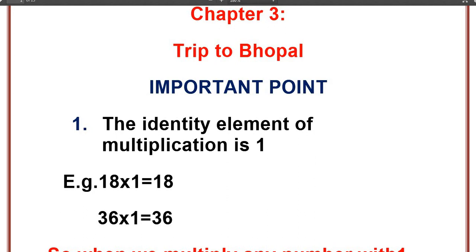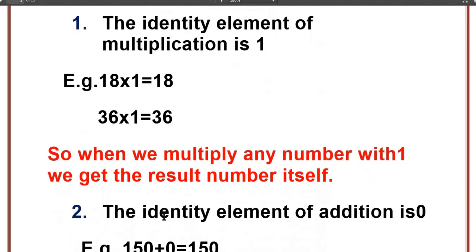First important point, the identity element of multiplication is 1. As an example, 18 multiplied by 1 is equal to 18. 36 multiplied by 1 is equal to 36. So, when we multiply any number with 1, we get the result number itself. Students, the identity element of multiplication is 1.